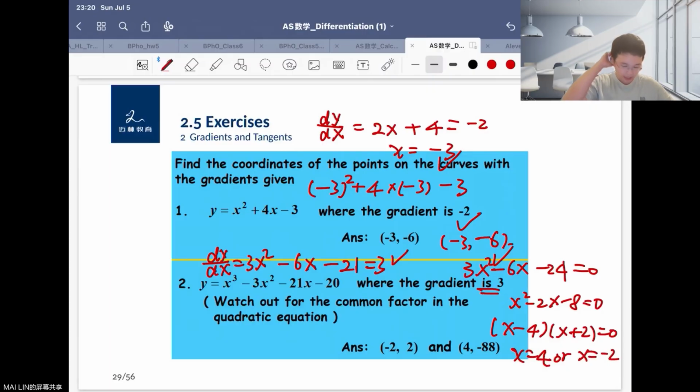Okay? So then just put 4 and negative 2 into the curve. You can find the points are (negative 2, 2) and (4, negative 88). Okay? That is it for gradients and tangents in this problem.